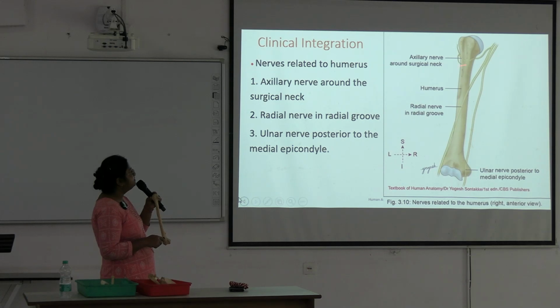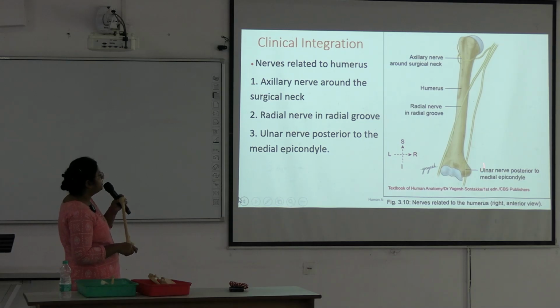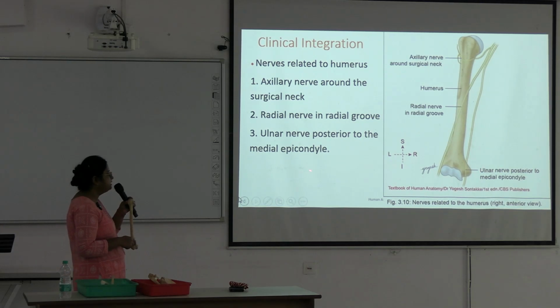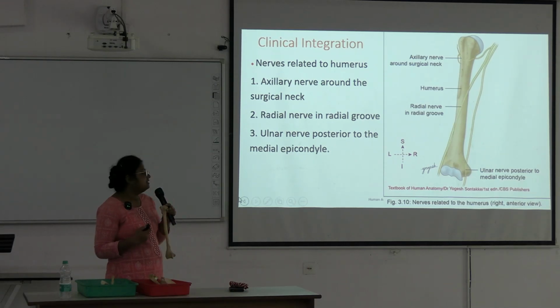This is axillary nerve related on the surgical neck. This is radial nerve in the radial groove. Here is the ulnar nerve on the posterior surface of medial epicondyle. Posterior to medial epicondyle. Okay. 3 important nerves related to humerus. Next.